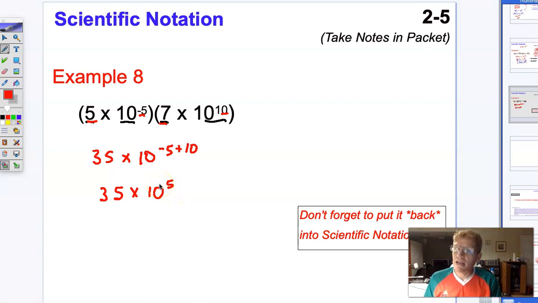But we can't forget, got to make sure that we put our decimal back in the right place. In this case, we're going to have to move our decimal back one more space to give it proper scientific notation. That's going to give us 3.5. But in order to do that, again, we have to increase the number on our exponent. Because we're moving our decimal to the left, we have to increase the exponent. So we get 3.5 times 10 to the 6, and you're done.